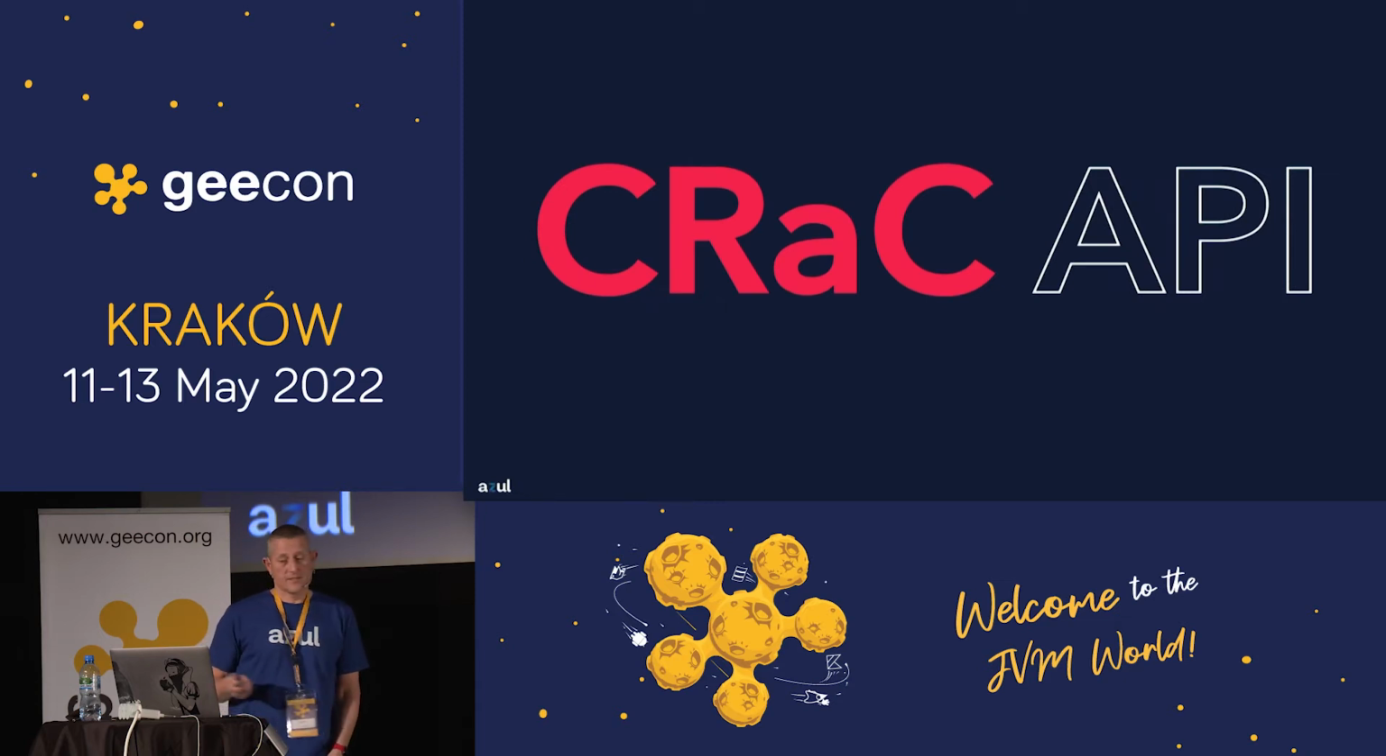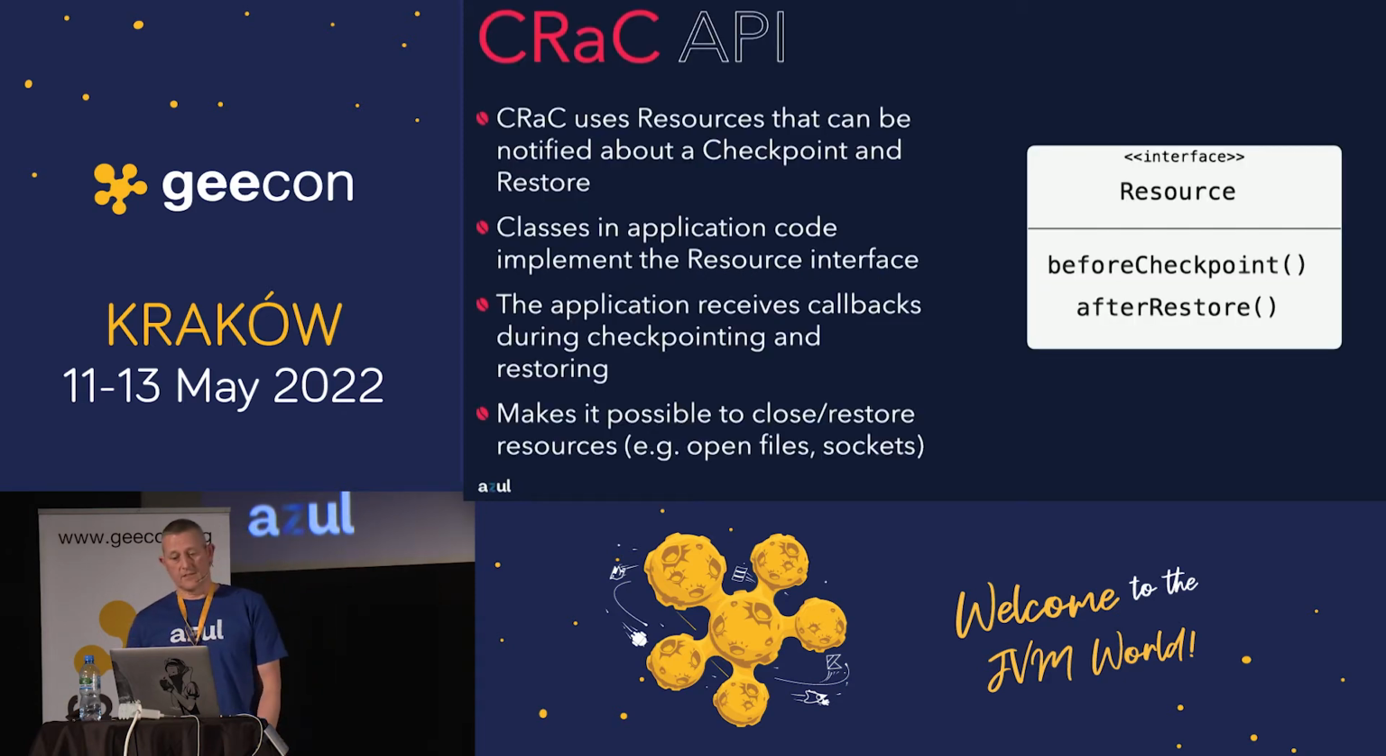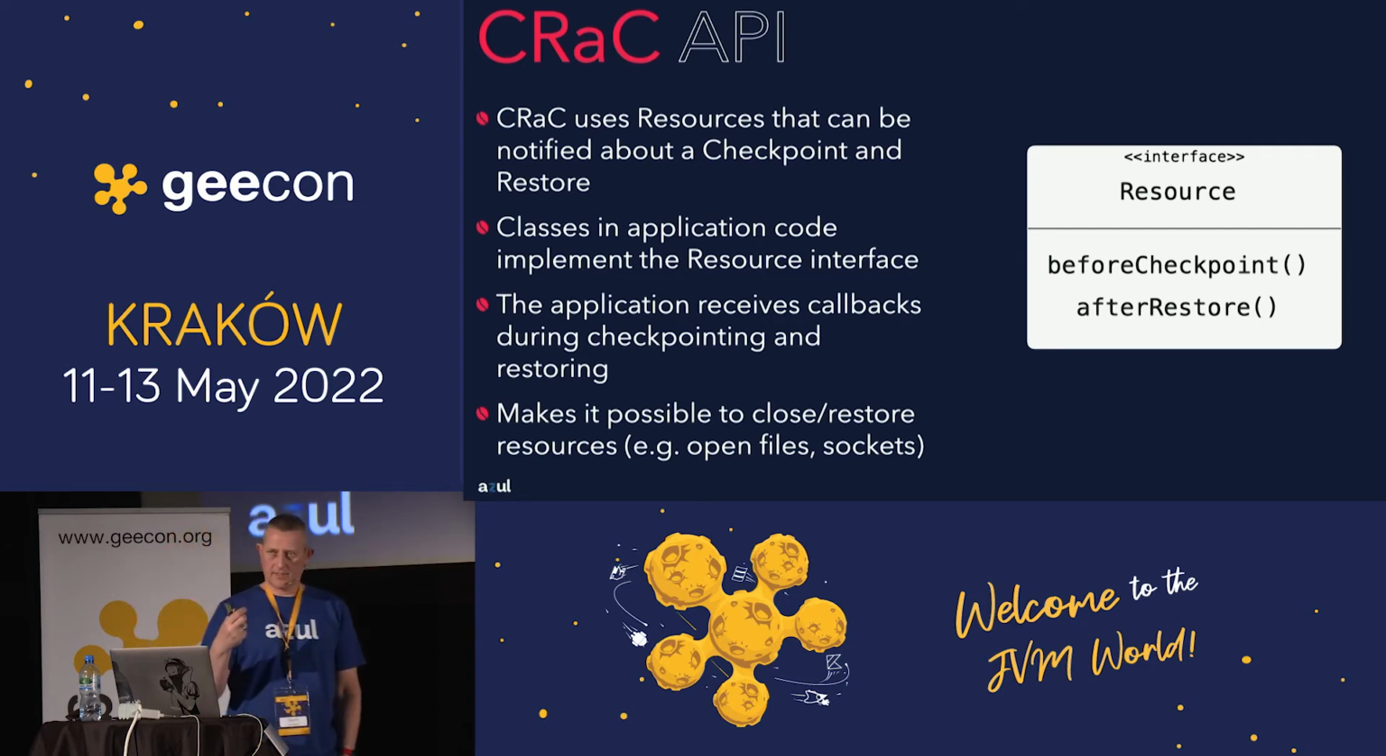So I told you there's a simple API, and it's really simple. It's just one interface. It has two methods, beforeCheckpoint and afterRestore, and it's called Resource. What you do is add it to your class where, for example, you have a database manager that connects to MongoDB or whatever. That database manager has to implement the interface, and then you get the two methods, beforeCheckpoint and afterRestore, and in these methods you can react to the creation of the checkpoint and also to the restoring of the checkpoint.